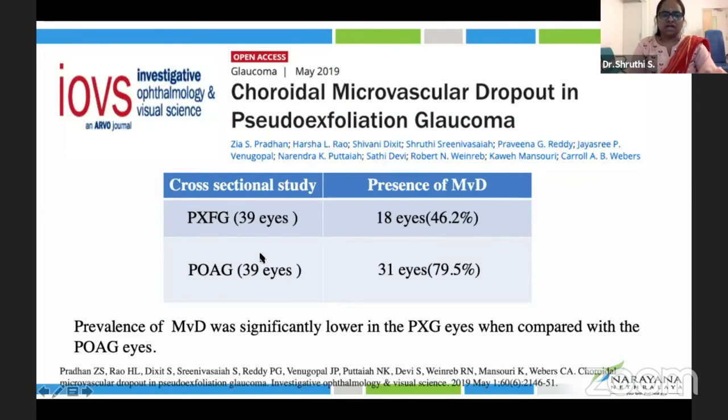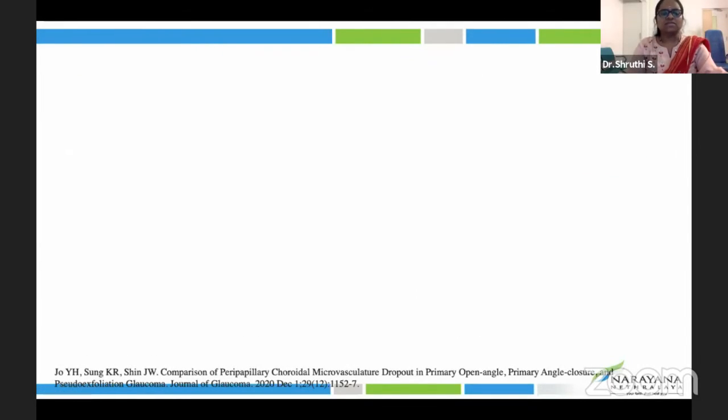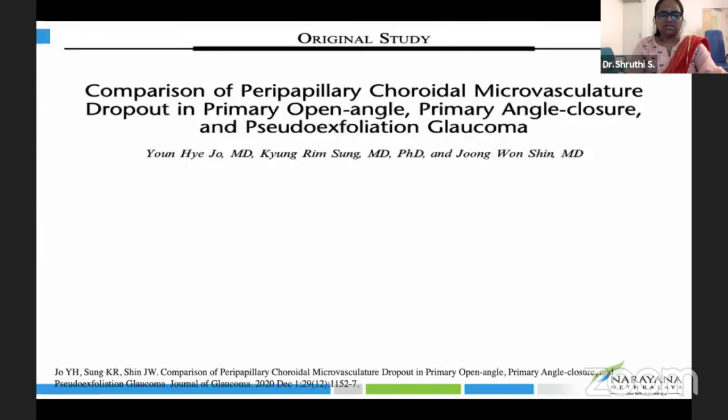Then this is another study of ours where we looked at choroidal microvascular dropout prevalence in PXF glaucoma compared to POAG in severity-matched eyes. We found here that the prevalence of microvascular dropout in PXFG eyes is significantly lower compared to primary open angle glaucoma eyes.